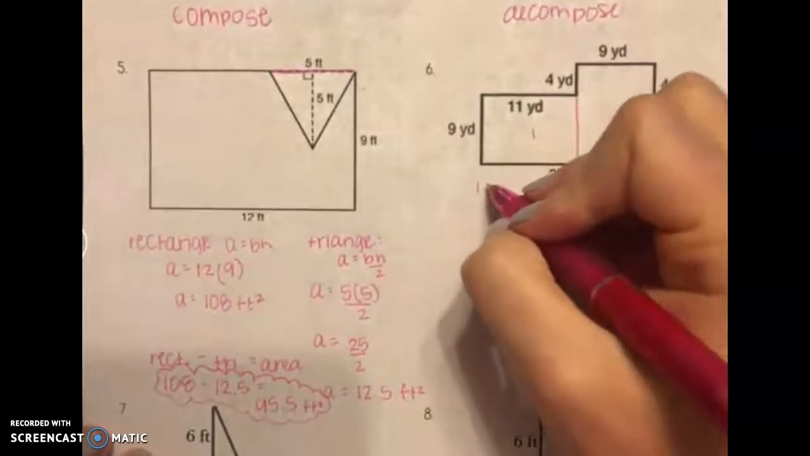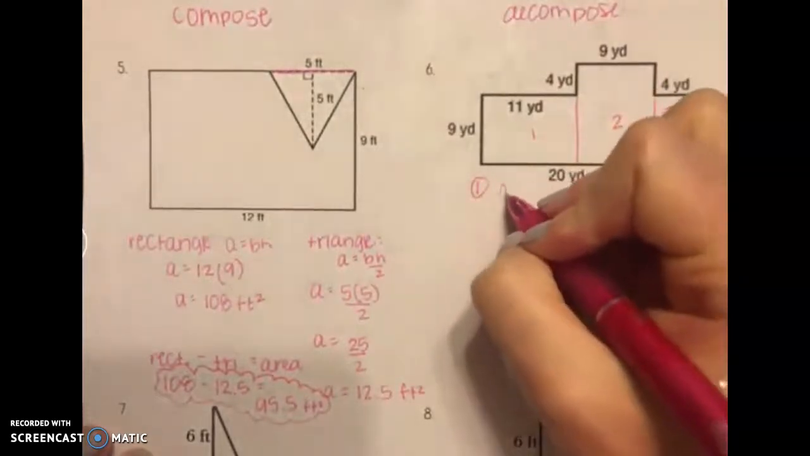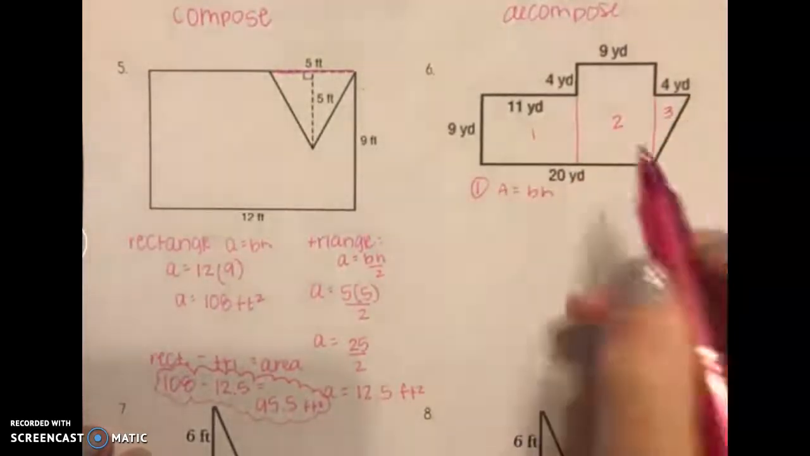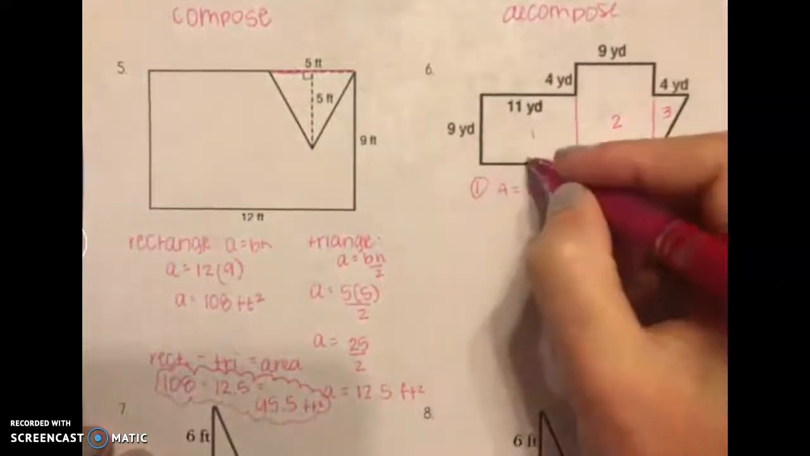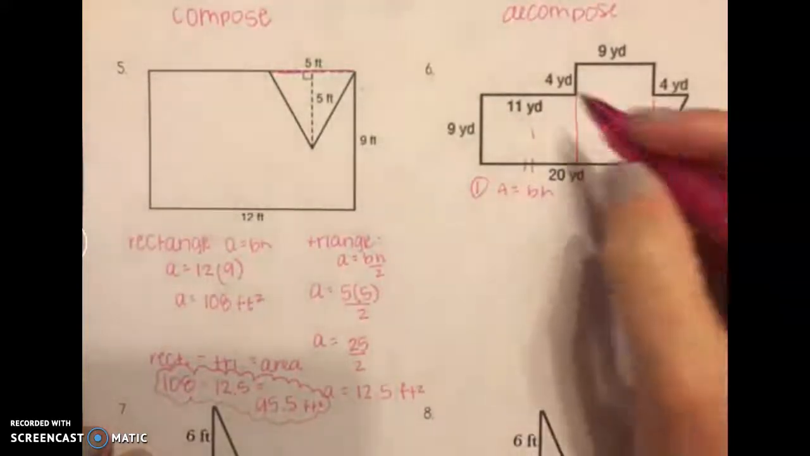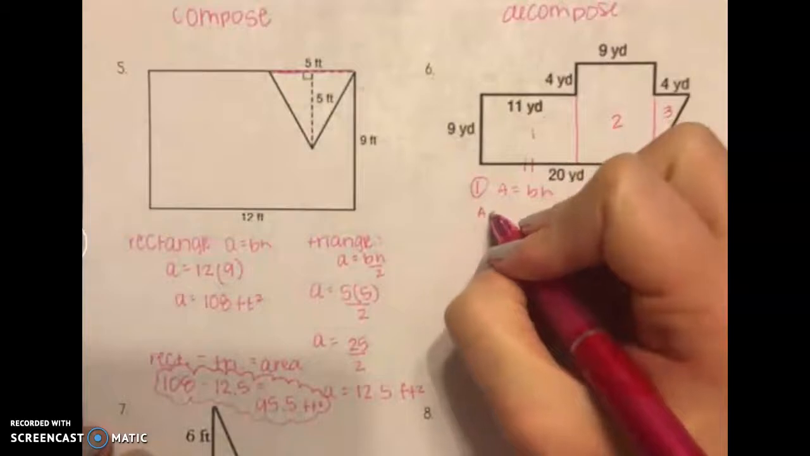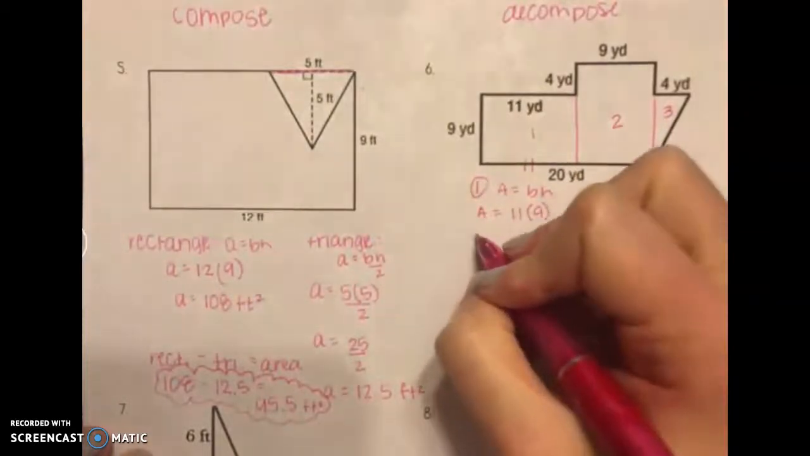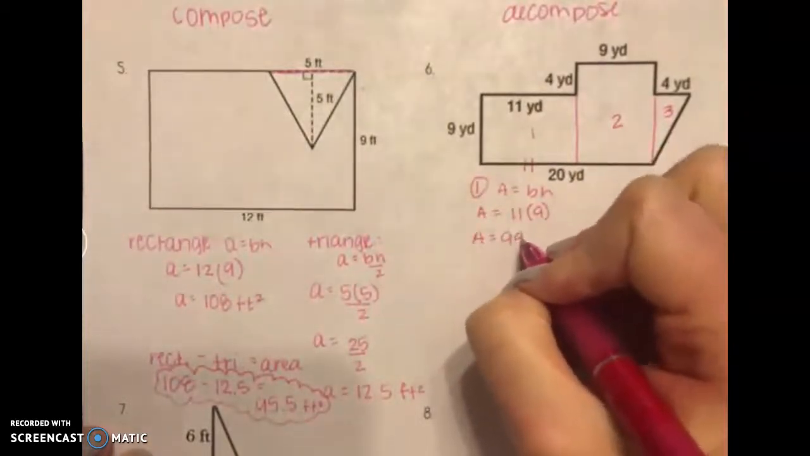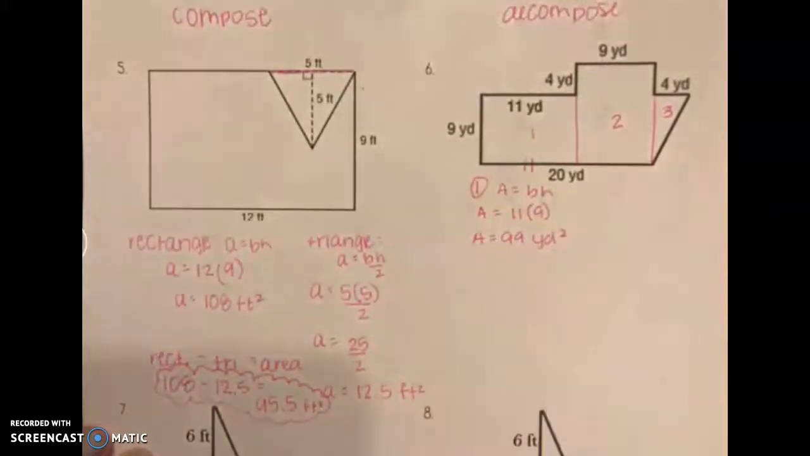For figure 1, I'm going to have area equals base times height. I see that from here to here is 11, which means from here to here is also 11. And I'm 9 tall. So area equals base of 11, height of 9. So my area equals 99 yards squared.